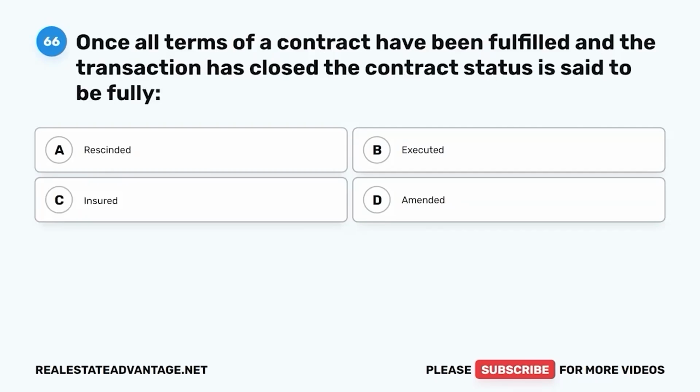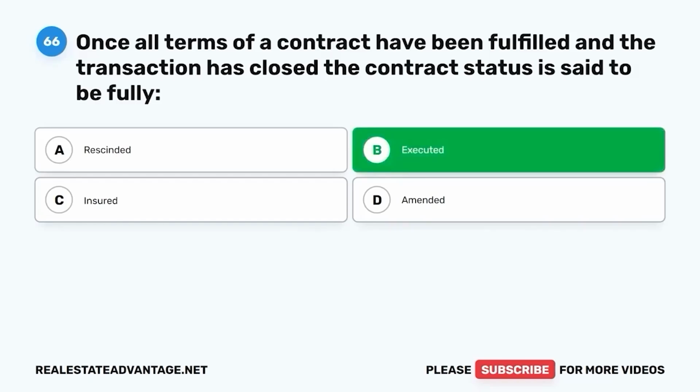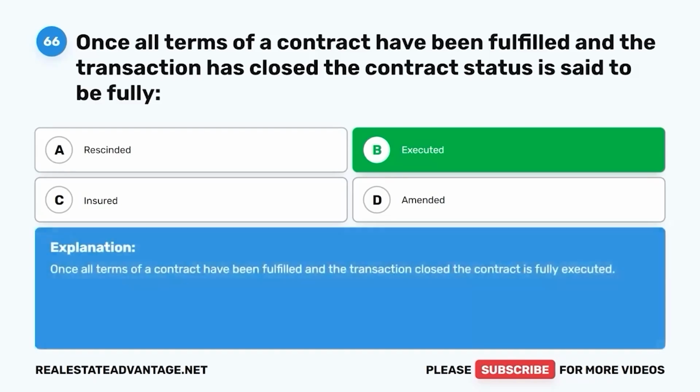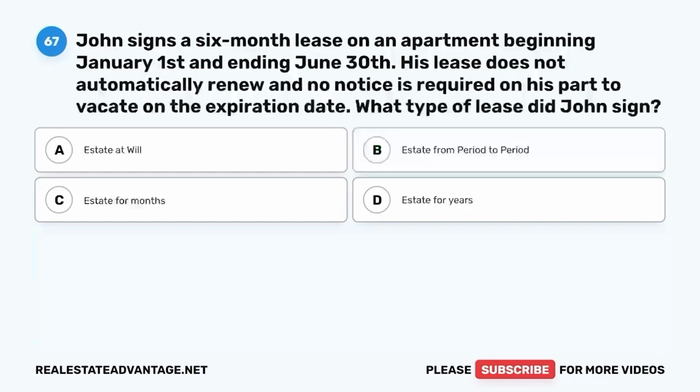Question 66. Once all terms of a contract have been fulfilled and the transaction has closed, the contract status is said to be fully A. Rescinded. B. Executed. C. Insured. D. Amended. The correct answer is B. Executed. Once all terms of a contract have been fulfilled and the transaction closed, the contract is fully executed.